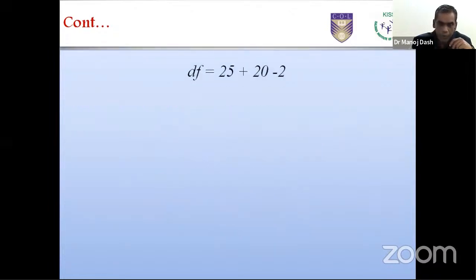Now, what is the degree of freedom? As it is a small sample, we find the degree of freedom as n1 plus n2 minus 2, because two groups are there. So 25 plus 20, 45 minus 2, which is equal to 43. So at degree of freedom 43, we have to find the critical value at the 0.05 level of significance and the 0.01 level of significance.